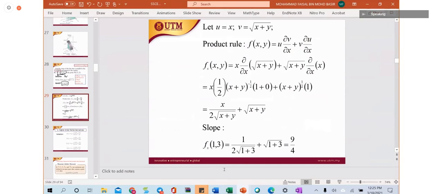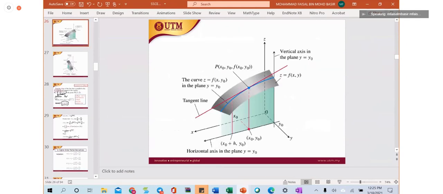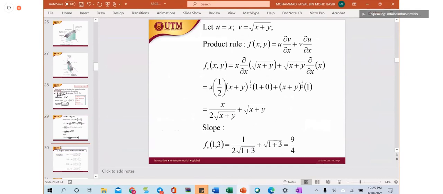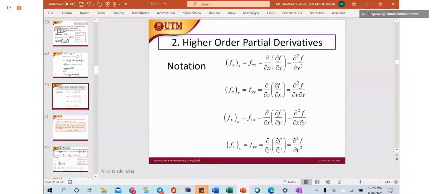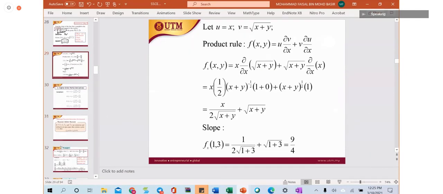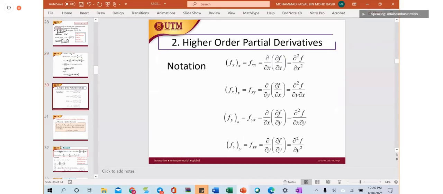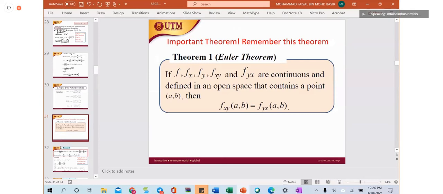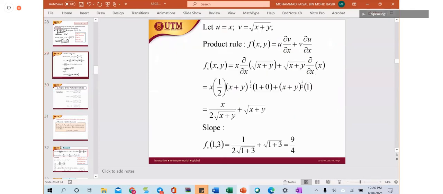So make sure you are good in differentiation, differentiating hyperbolic functions, any function, so that you can proceed to this partial derivative. Okay. Are you okay? Any question? No.